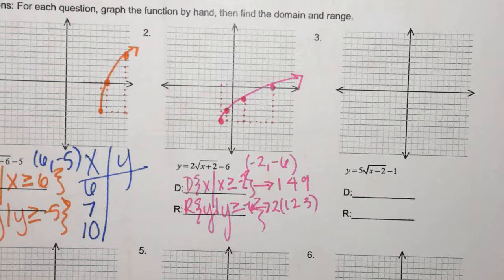Does anybody have any questions before we do number 3? Are you confused on anything on what we did on 1 and 2? So when we go right, it's like either 1, 4, 9. Yes. The perfect squares.